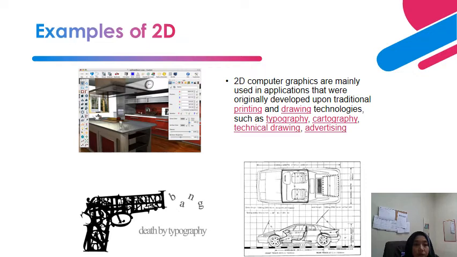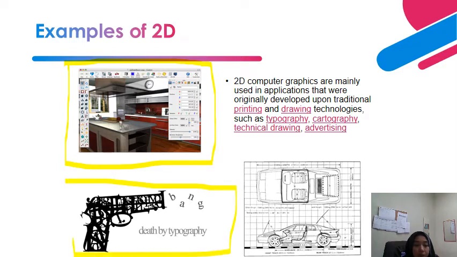Okay, so if you can see in the picture here, class, you can see the shadow and lighting. So actually this is a 2.5D. And then this one is the 2D example where we use the typography concept, where we use the animation using the text. And then this is the illustration of the car.